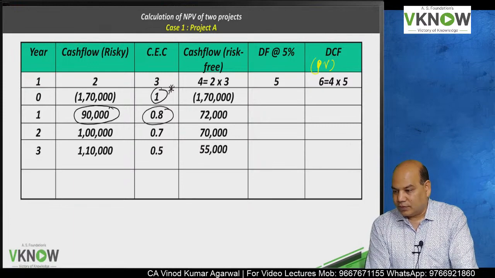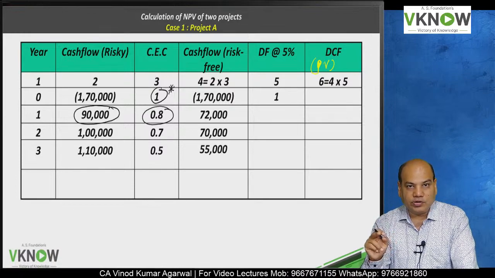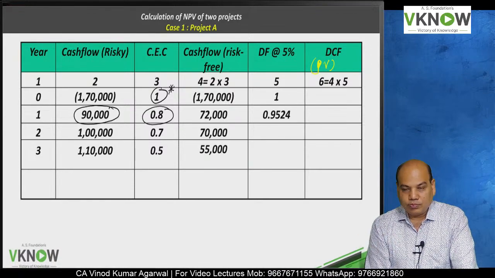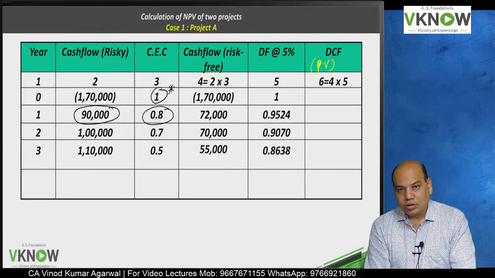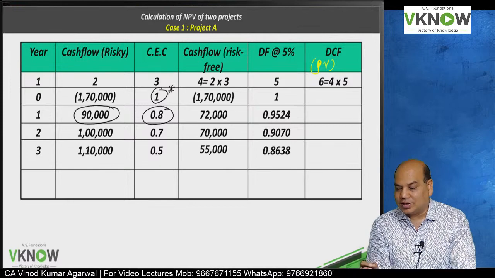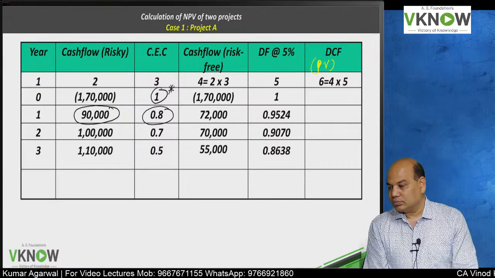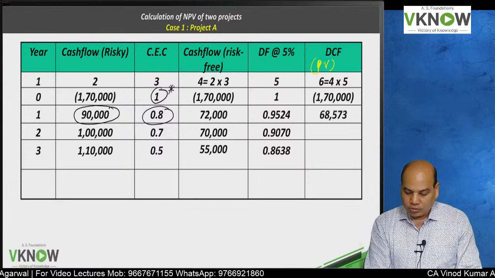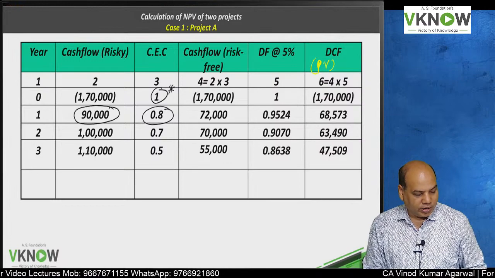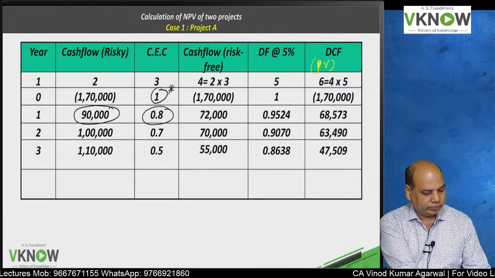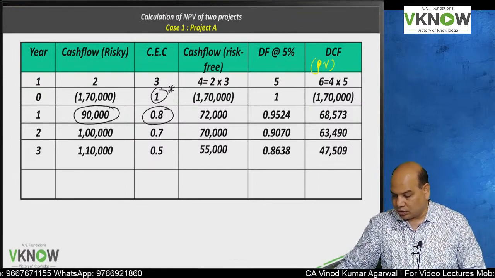70,000, 55,000. Now we'll write factor 1 divided by 1.05. 0.9524, again press equal to 0.9070, again press equal to 0.8638. Now multiply and take total. Do it yourself. Give me the total. Total of the last column.